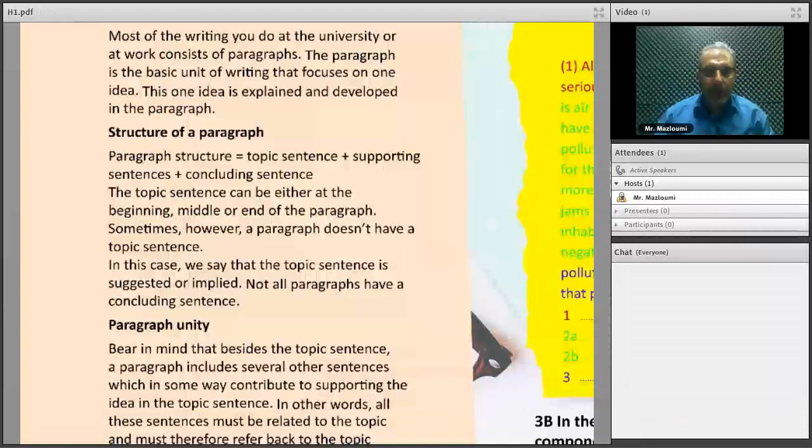In these cases, we say the topic sentence is implied or suggested. So remember, when we imply or suggest something, we state it indirectly. Okay, we state it indirectly. All right.